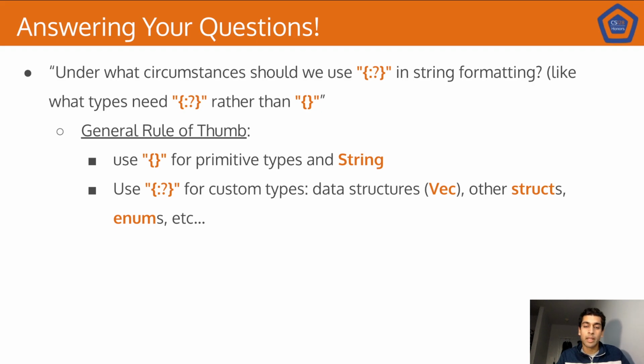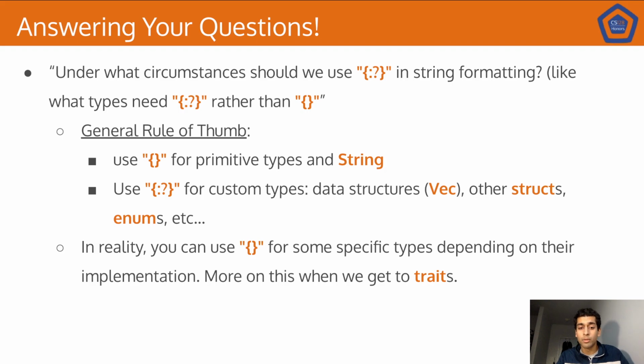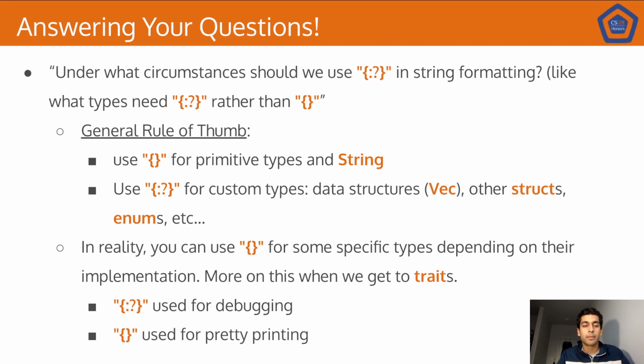It is a little bit more complicated on when you can use the pretty printing style. It honestly depends on the specific implementation of each type. We'll get more into this when we get into traits towards the end of the semester. But in general, colon question mark is used for debugging, and empty brackets is used for pretty printing.